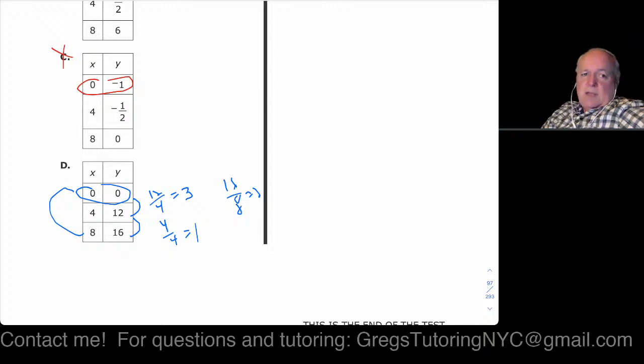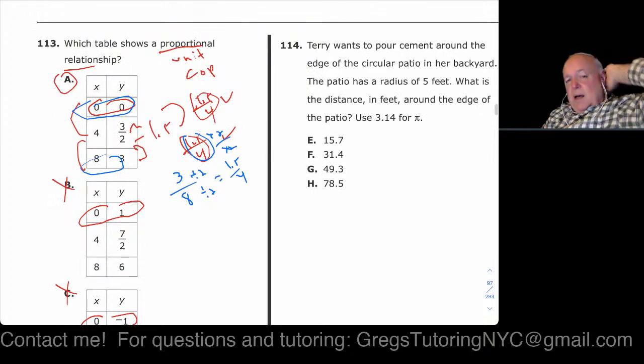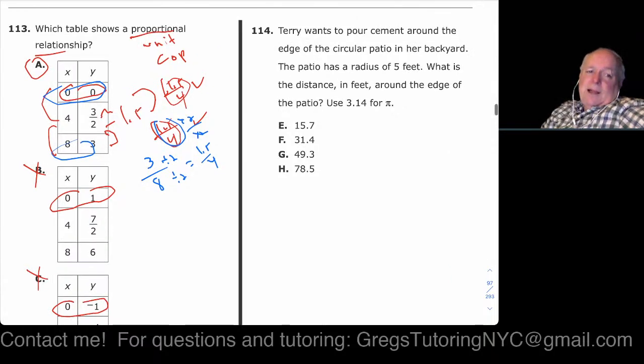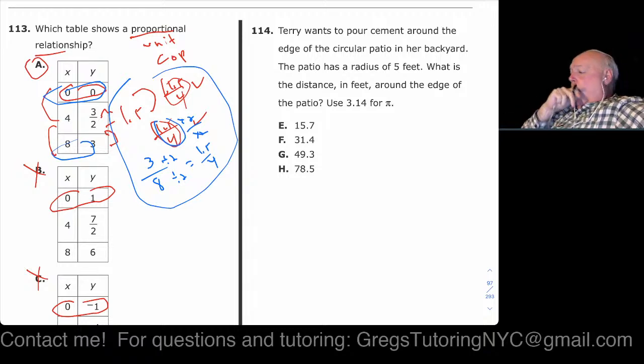That's what they're looking for. This is a classic constant of proportionality question. It's technically unobvious. And by the way, if you didn't know about the 0, 0 thing with the constant of proportionality, all the stuff I did on the right-hand side for A and all the stuff I did on the right-hand side for D, well, that's sufficient by itself.